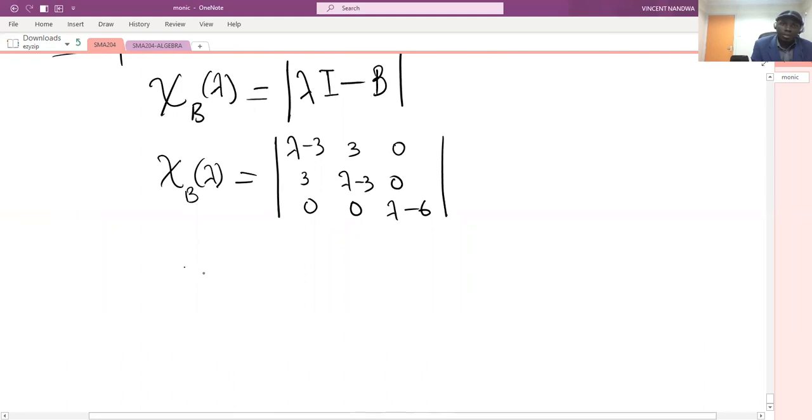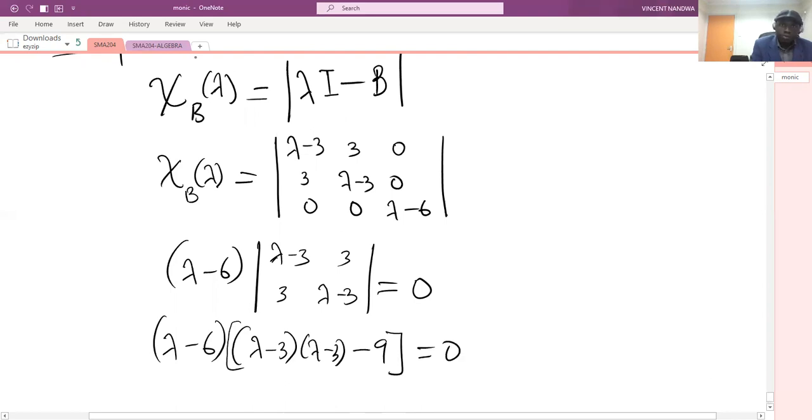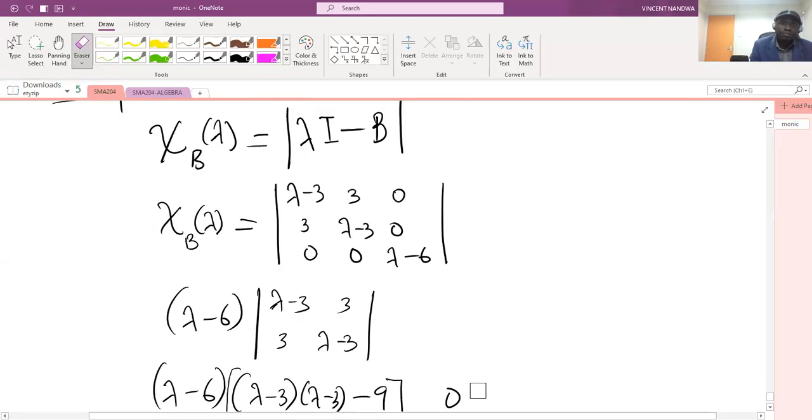For this 3 by 3 determinant, we have lambda minus 6 times the submatrix lambda minus 3, 3, 3, lambda minus 3. So lambda minus 6 times lambda minus 3 squared minus 9. This is not equal to 0; they're not equating to 0. That was a mistake, so this is not an equation.